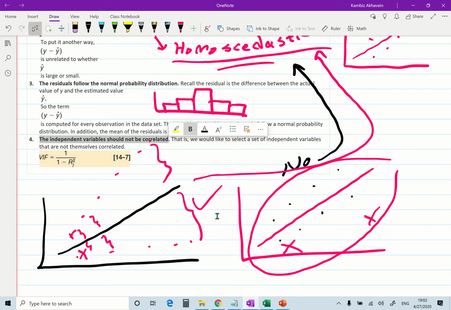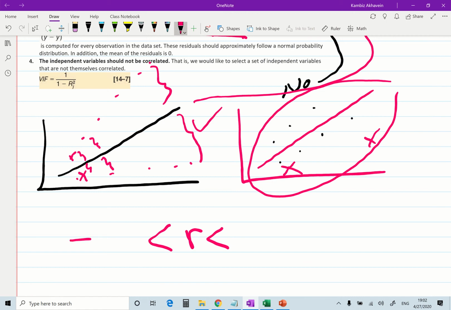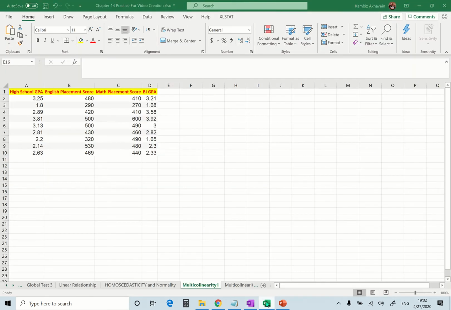So you don't want to have variables that have more than 70% correlation. You don't want the coefficient of correlation between the variables to be more than 70%. So you want your R to be between negative 0.7 and positive 0.7. You don't want anything more than 70% or less than negative 70%. So how do I do that?